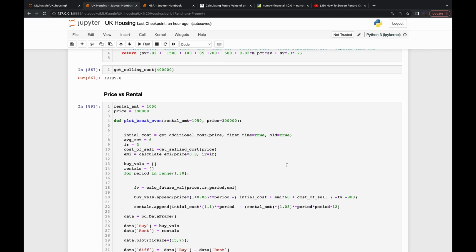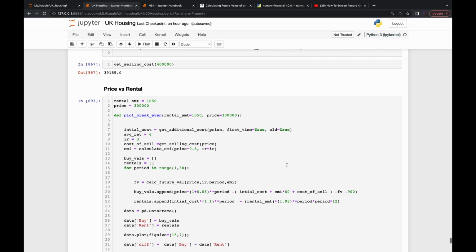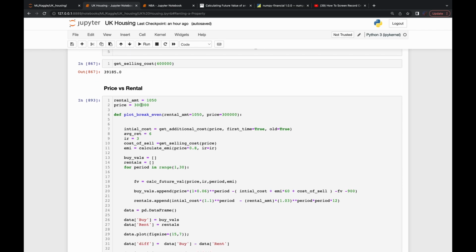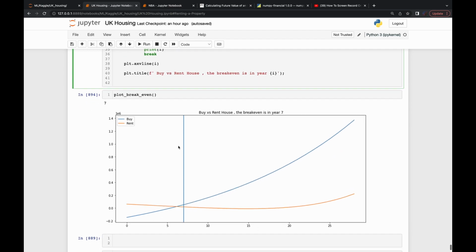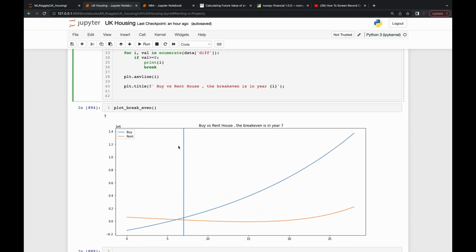So in this case, I don't have the data about the rental amount for every region, but I know practically. For example, I'm paying 1,050 per month as rent for this 2-bedroom house, and this house's price is roughly about 250k to 300k, not more than that. So considering that, I'm just taking a hypothetical. I'm taking that the house price is 300,000 and your rental amount is 1,050, and then we have done all these calculations. Then what is your break-even time?